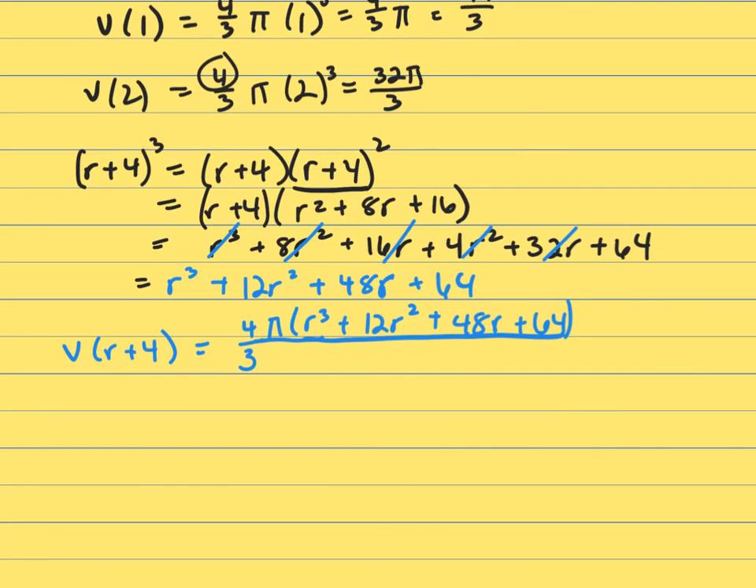And I'm going to multiply 3 by the 4. And that gives me 4r cubed plus 48r squared plus 192r plus 256 times pi all over 3.